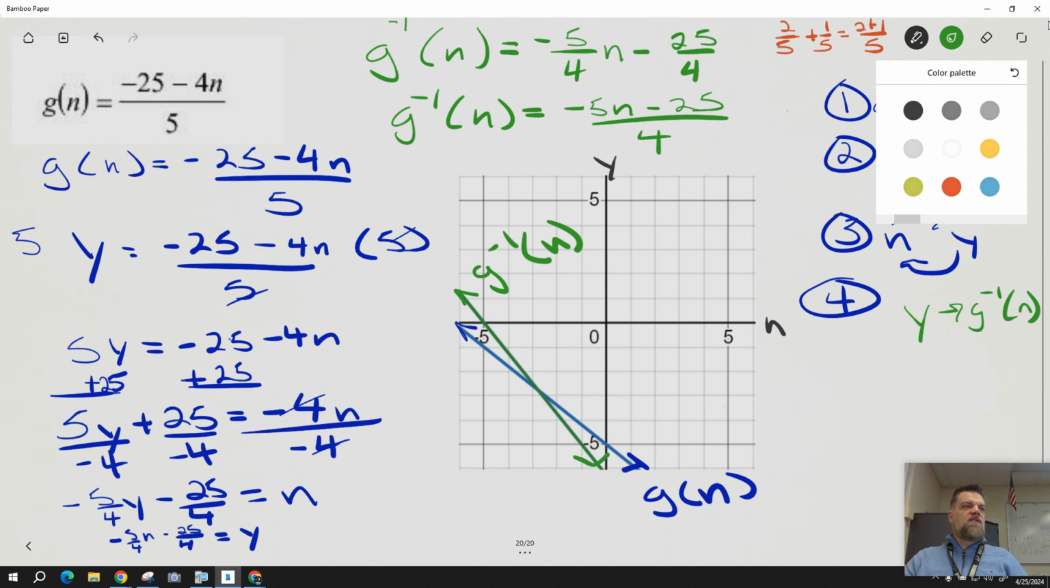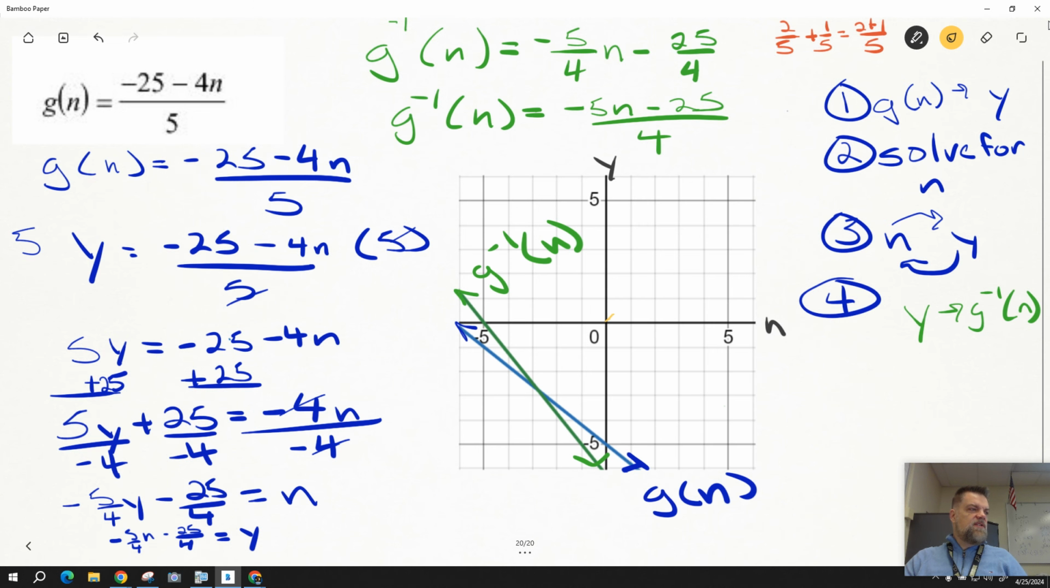And if you wanted to, you could think about the diagonal. Remember, this thing is going to cross this diagonal. That's where they cross right here. And they're symmetrical about that. That's it.